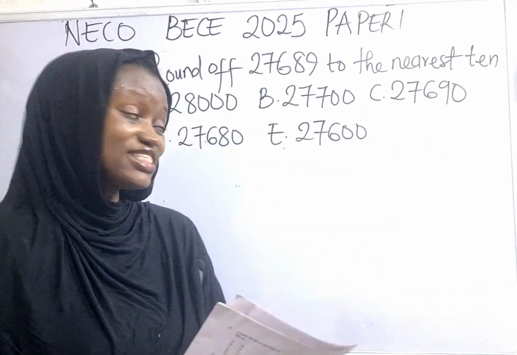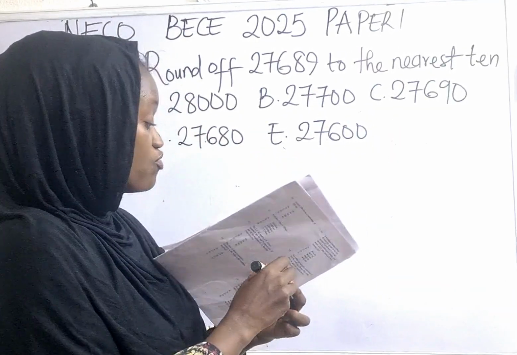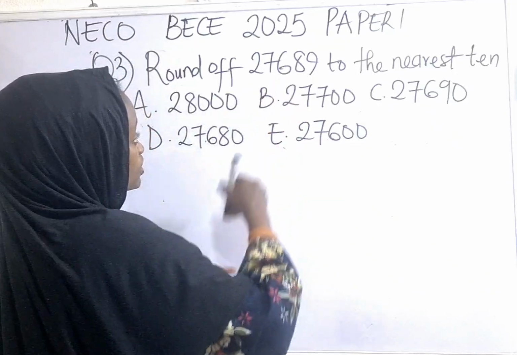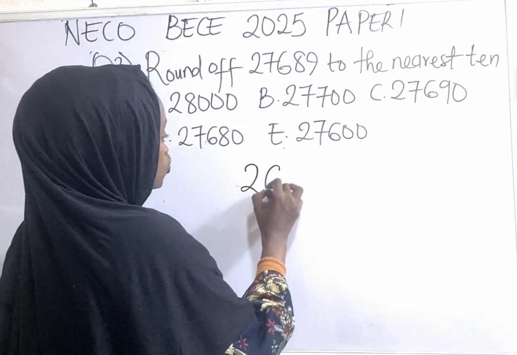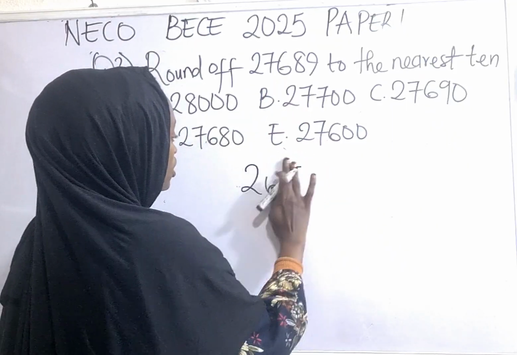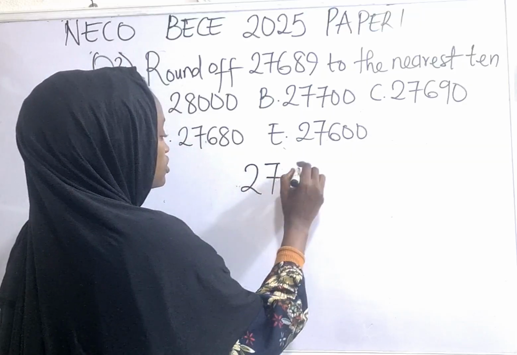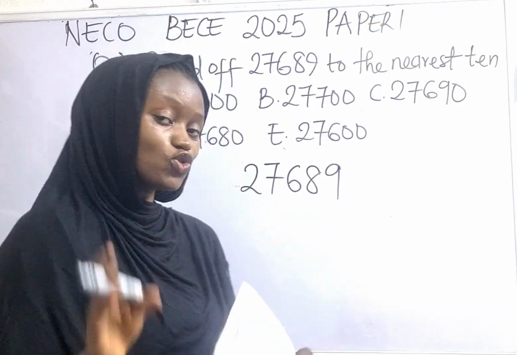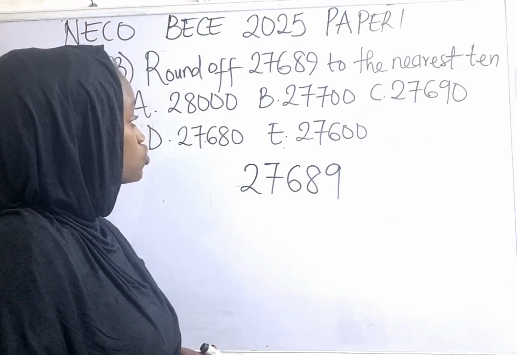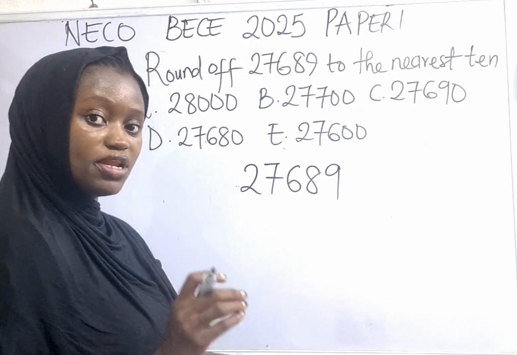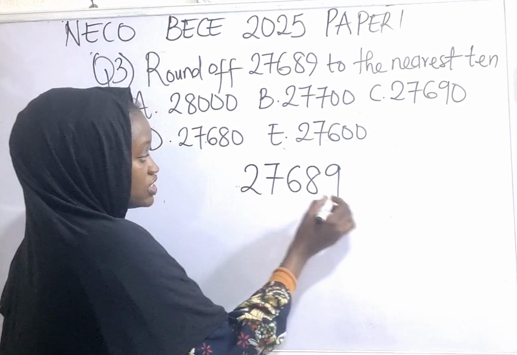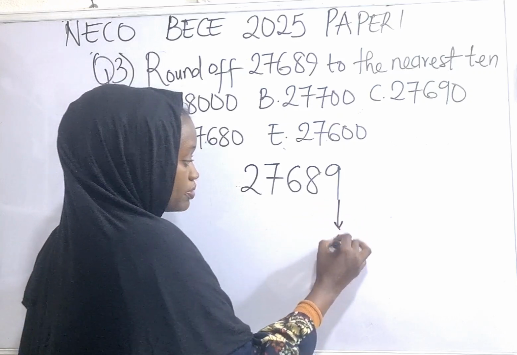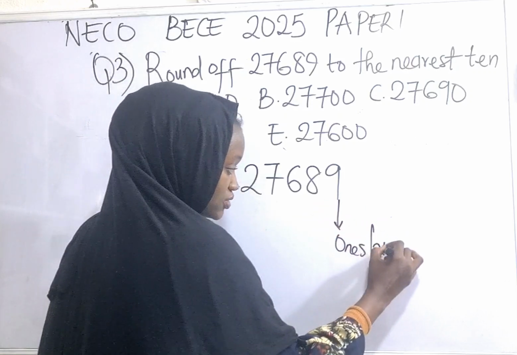All right, so now let's answer the next question, which says round off 27,689. It says to the nearest 10. So this is a question where we have to first bring out the place value of each number. This is 27,689, right? So remember, this is the ones place, which we also call the unit, right?